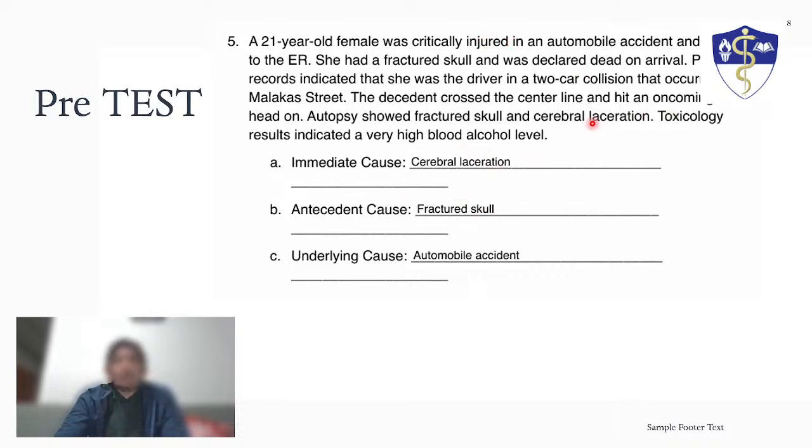Immediate cause, fractured skull and cerebral laceration. You can put fractured skull and cerebral laceration here. Both of them are in here. Immediate cause will be in here, which on the previous one is traumatic shock, but this one is actually fractured skull. So this is a head injury, and then you can also put alcohol toxicity here on antecedent cause.